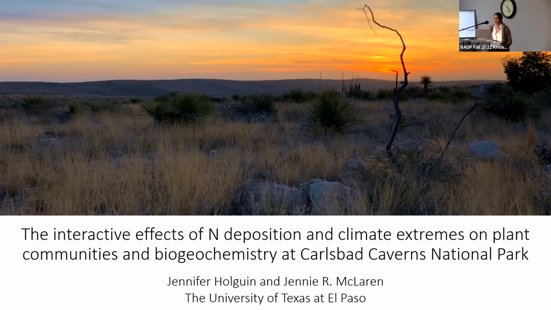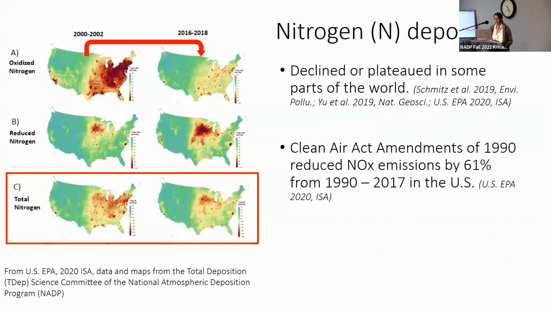I'm a PhD candidate at UT El Paso, and today I'm going to discuss findings from a 4-year realistic nitrogen deposition experiment that we conducted at Carlsbad Caverns National Park, and how our responses may have interacted with extreme climate events. So as many of us know, nitrogen deposition rates have declined or plateaued in some parts of the world. And in the US, policies such as the Clean Air Act amendments of 1990 helped to drastically reduce nitrogen deposition through the reduction of nitrogen oxides.